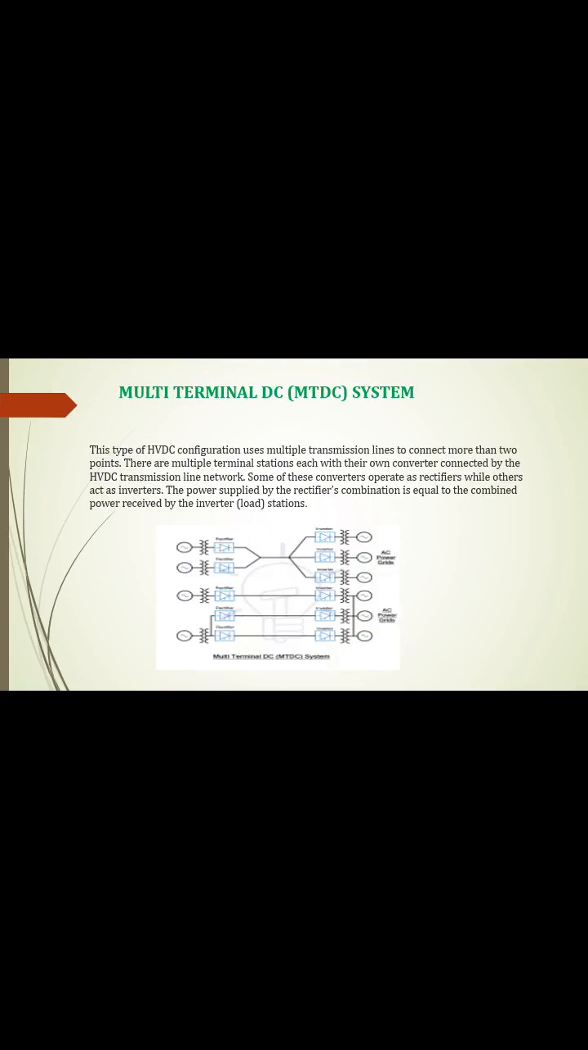Now we are going to see about multi-terminal DC system. In this type of configuration, it uses multiple transmission lines to connect more than 2 points. There are multiple terminal stations. Each of them has its own converter connected to the transmission line. Some of these converters act as rectifiers while others act as inverters. The power supplied by the rectifier circuit is equal to the combined power received by the inverter stations.